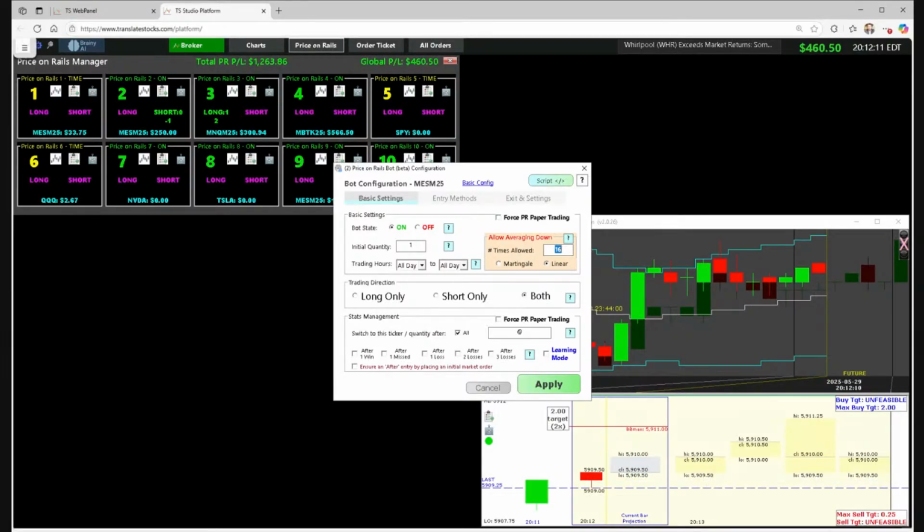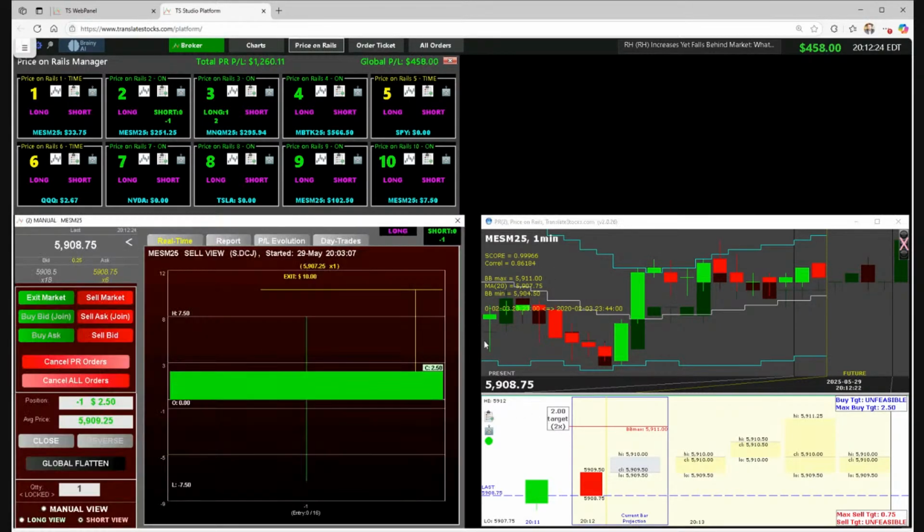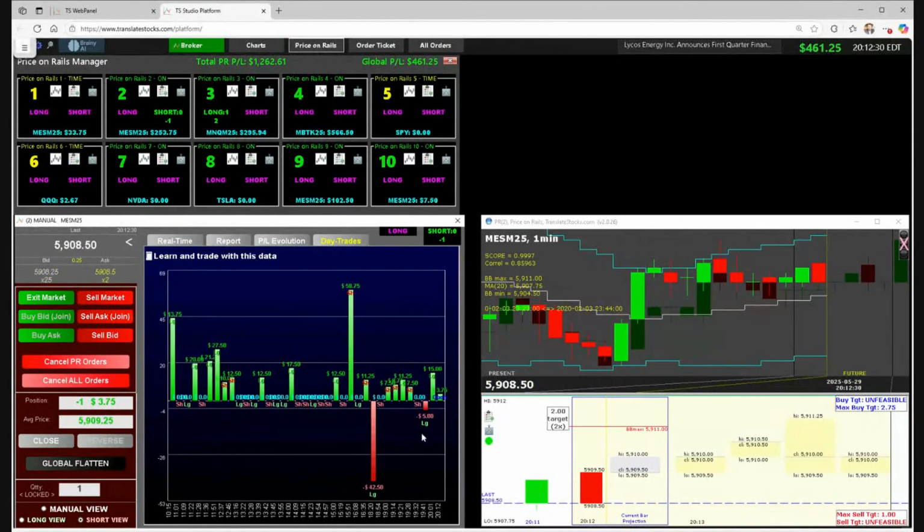Because I'm averaging down, I want to wait until the strategy closes the trade. I don't want to force a close when I have a cutoff. So that's it, and these are the results. We actually have one open trade here, and this is the results for today.